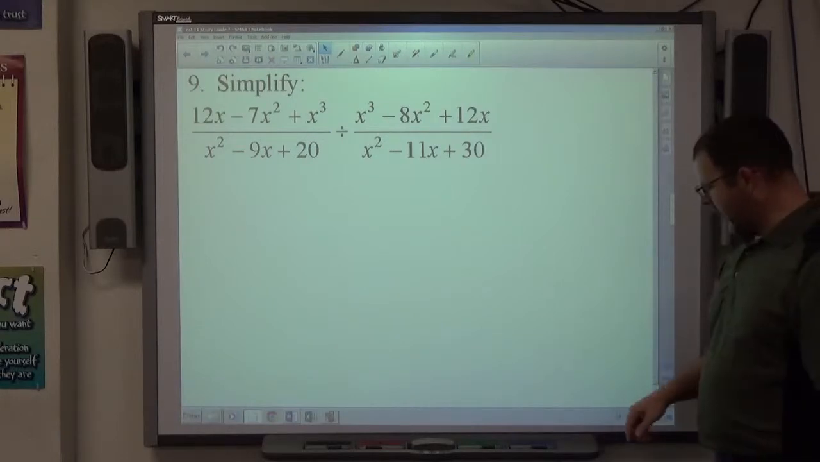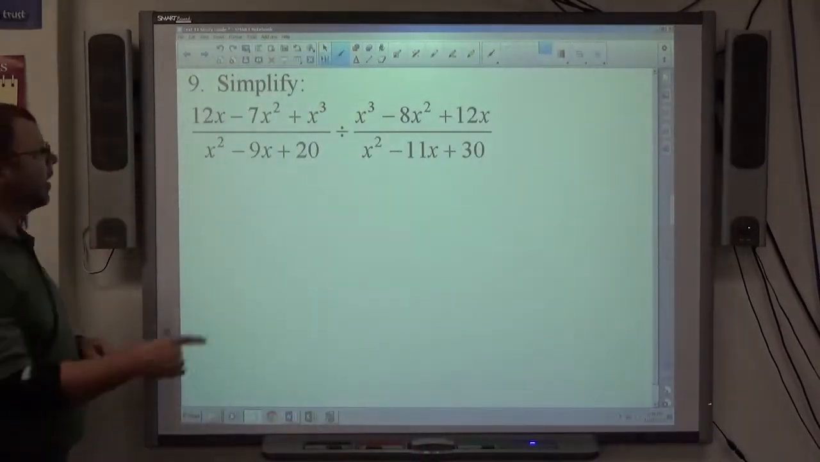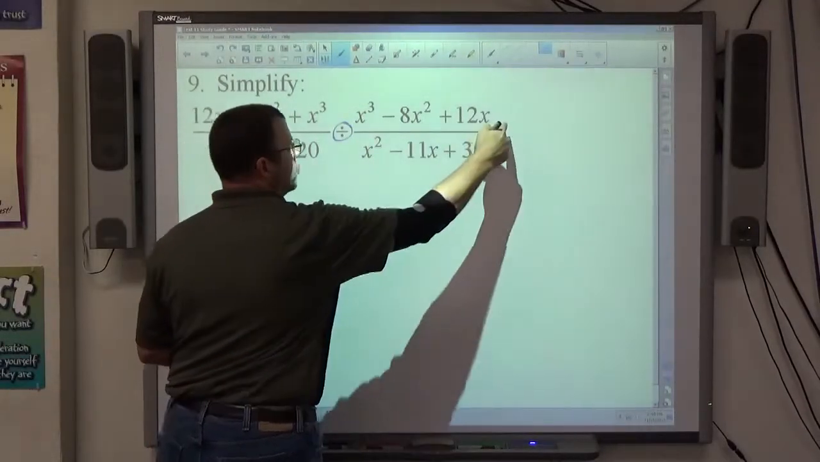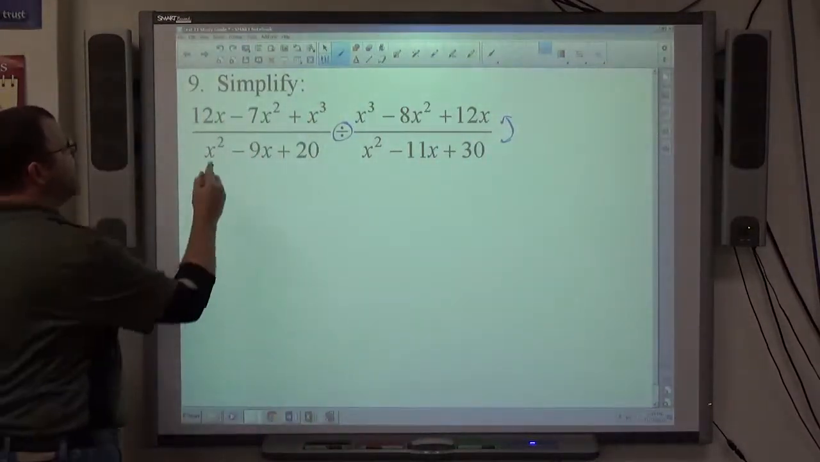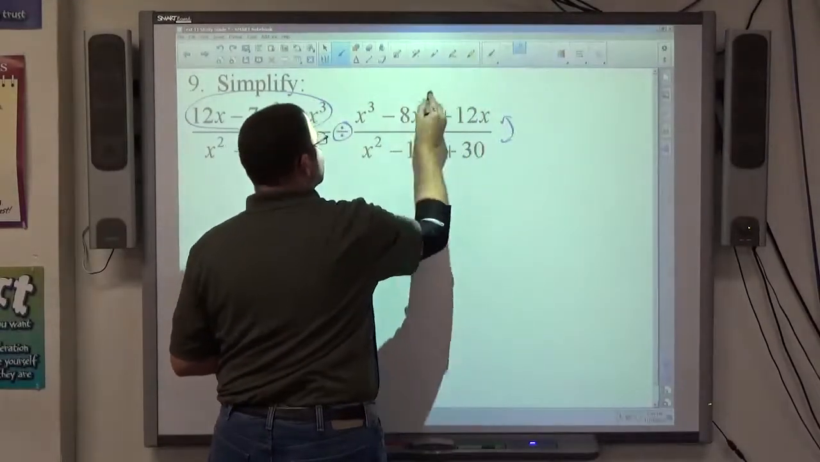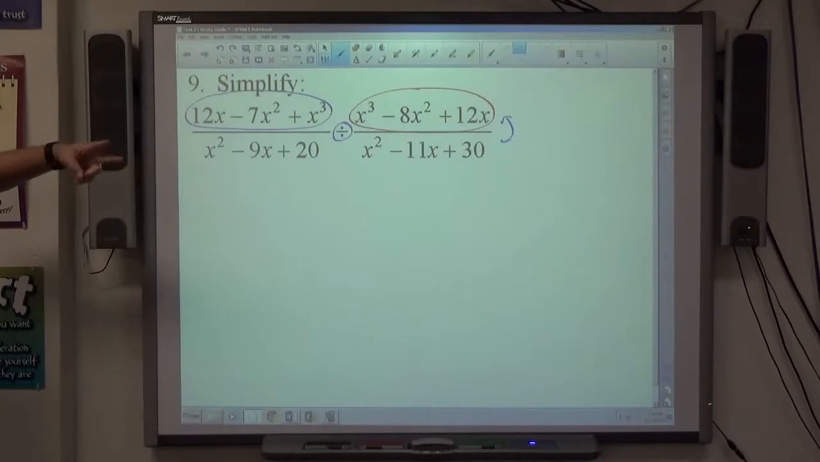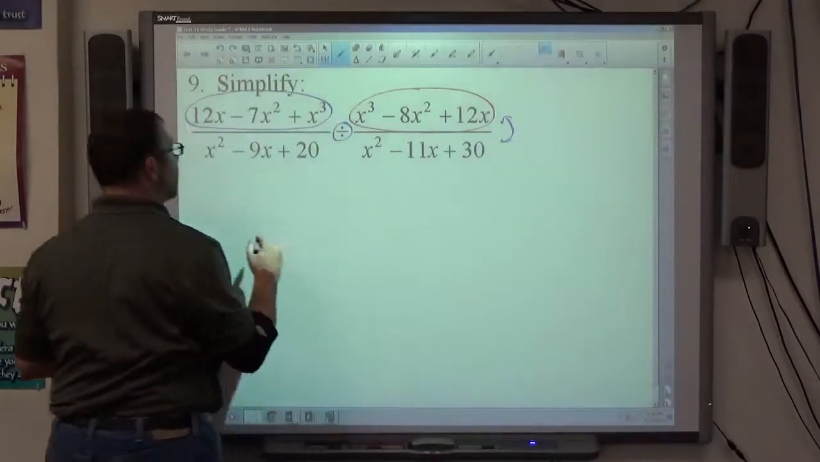Number 9, simplify. And we have a division of polynomials problem. I see some cubic functions in there, x cubed, x squared, x cubed, x squared, x. I've got a division, so I've got to flip this one over. What I would probably do to begin with is take the common factor of x out of both of those as I flip that second fraction over. So my first step on my paper would look like this.